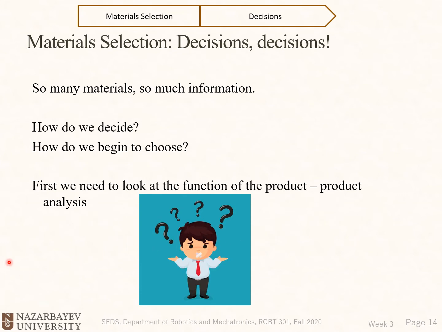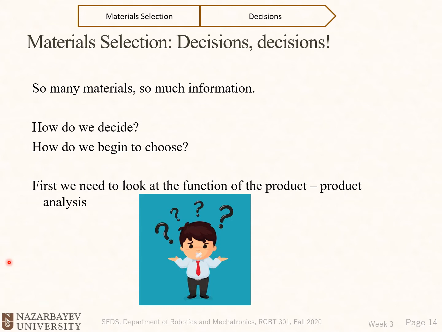Okay, so far we have studied mechanical properties. What is Young's modulus? What is yield strength? What is ultimate tensile strength? So on and so forth, yes? A variety of mechanical properties. Plus now we are familiar with general properties of metal and non-metal materials. But now it comes to material selection.